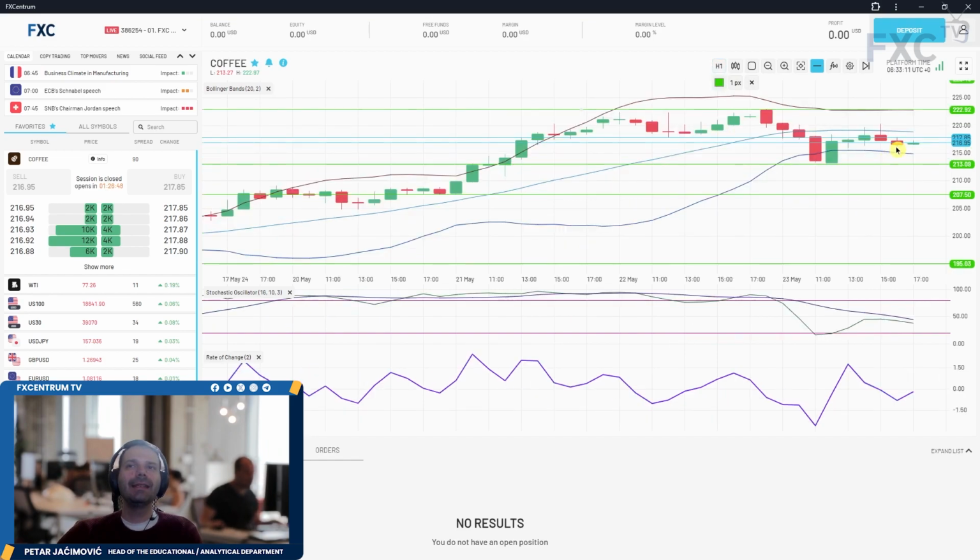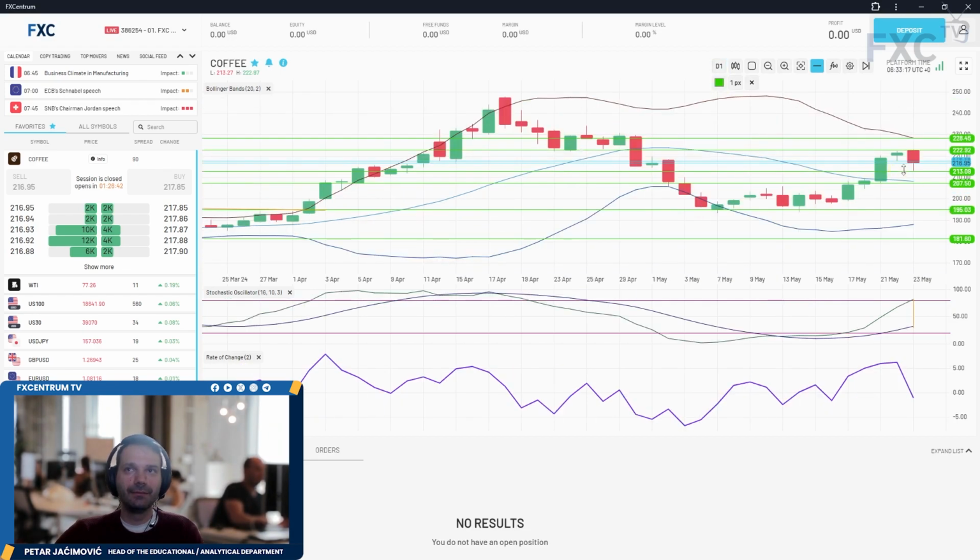But in the case of a downside move below 213 and hold below, there will be a 207.50 level to observe. That's like a middle Bollinger Band. And of course, if there will be some meaningful downside movement, then we will have potential to test some swing lows around, let's say, 199 mark.